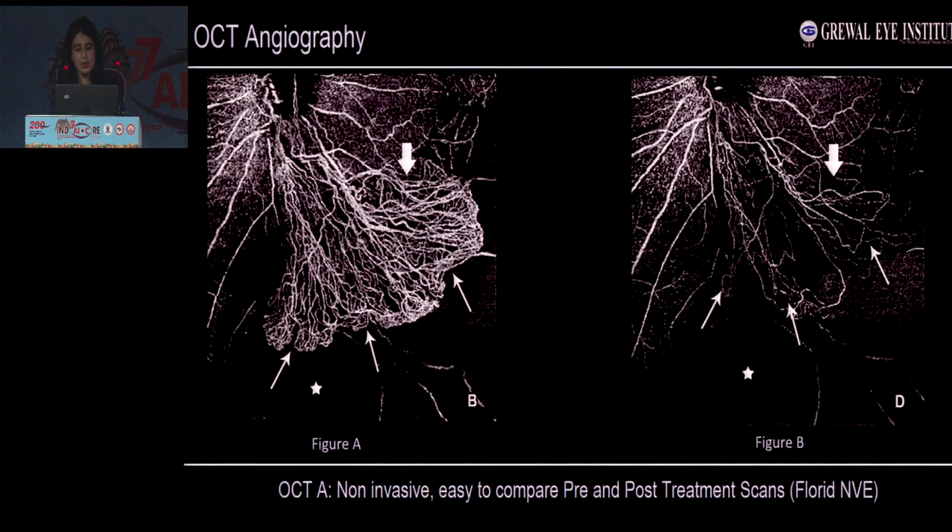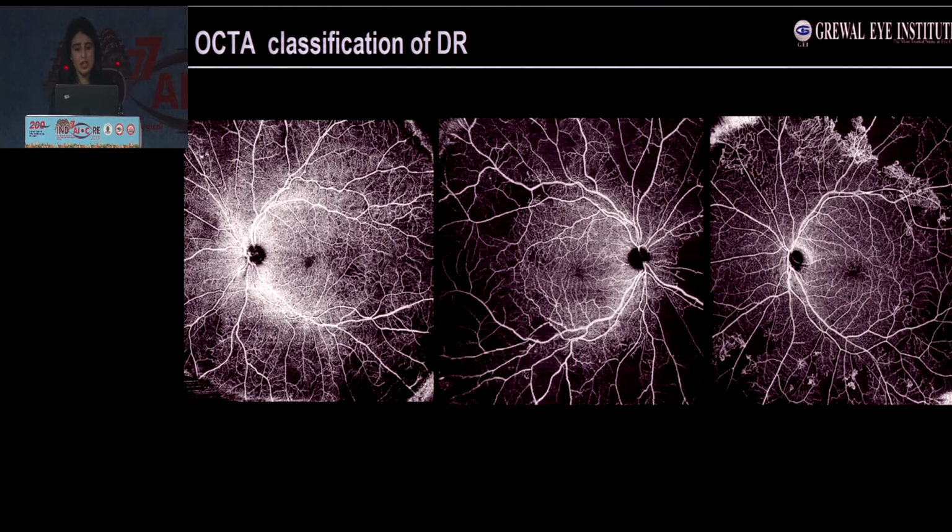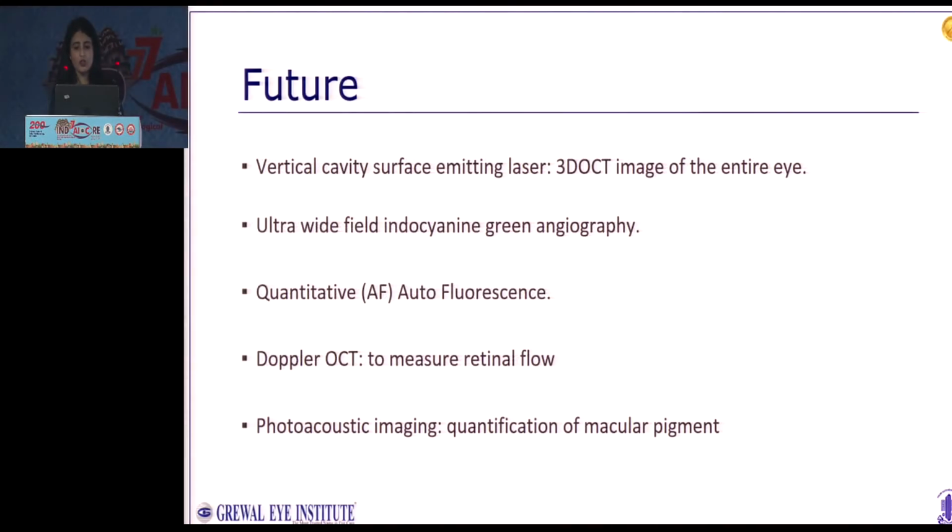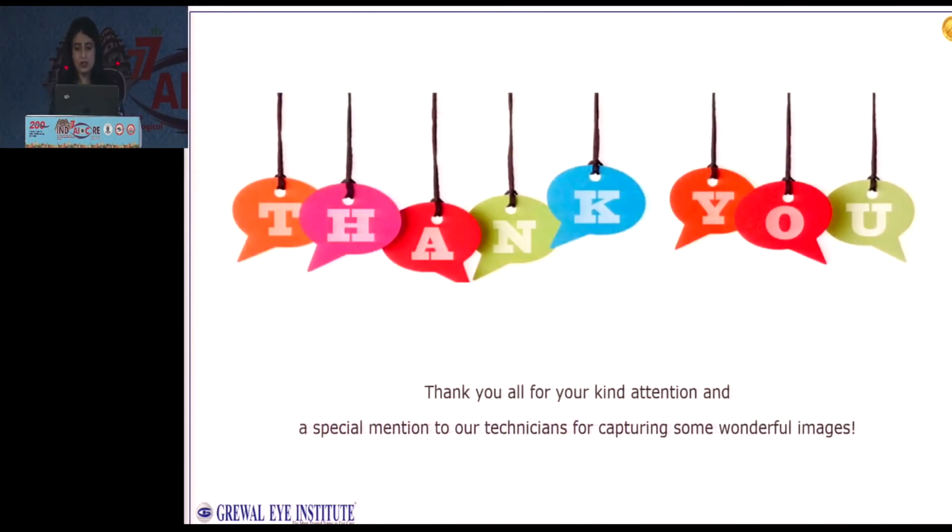Another example: drastic reduction in the caliber of NVE with pruned edges following an anti-VEGF injection. Now this is something which the world is looking at, that is, how to classify the different stages of diabetic retinopathy using OCTA montages. And the future is bright, probably for the next AIOS meetings, and thank you very much.